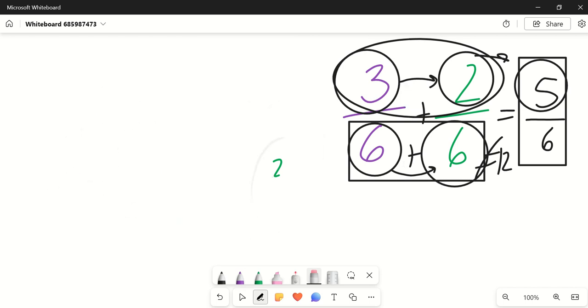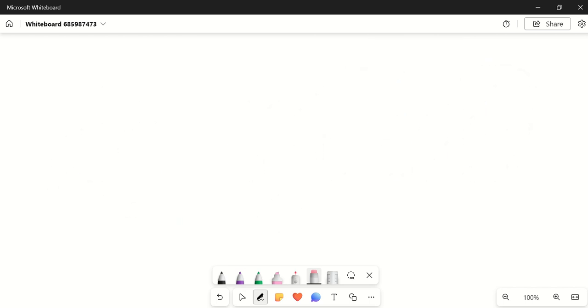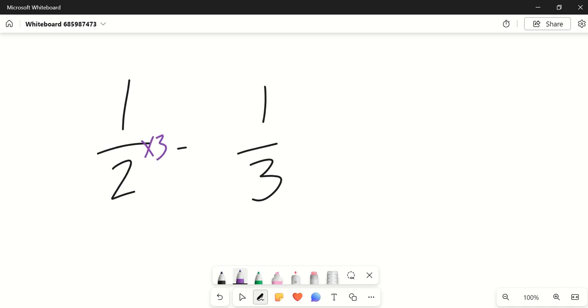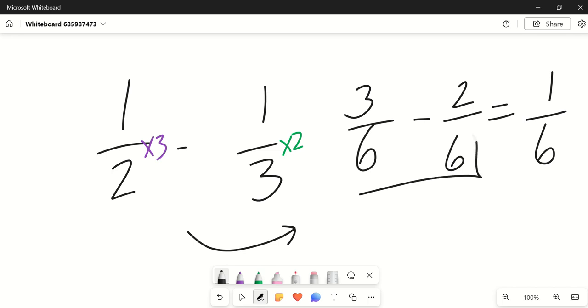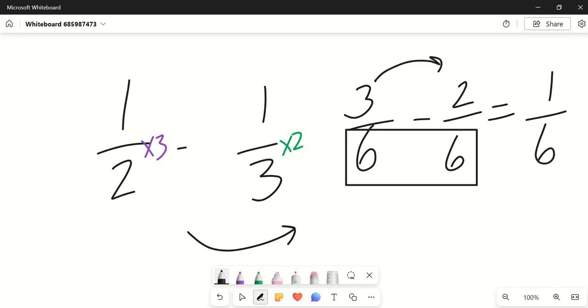The same thing goes for subtracting. If I wanted to do 1/2 minus 1/3, again, I would have to convert both to have the same denominator. Multiplying this by 3, multiplying this by 2, our new equation will become 3/6 minus 2/6, which will give me 1/6. The denominators stay the same. We just subtract the numerators. 3 minus 2 will give us 1. Therefore, my answer is 1/6.